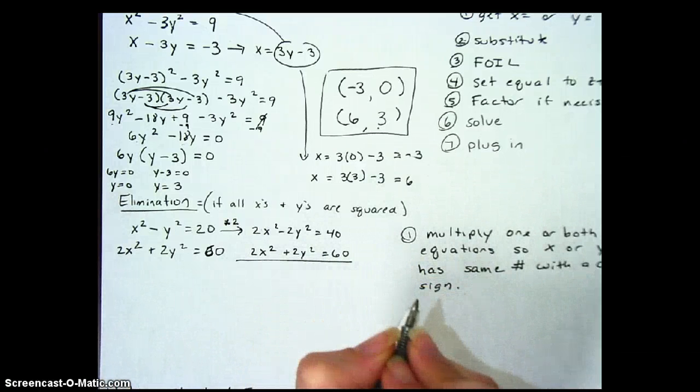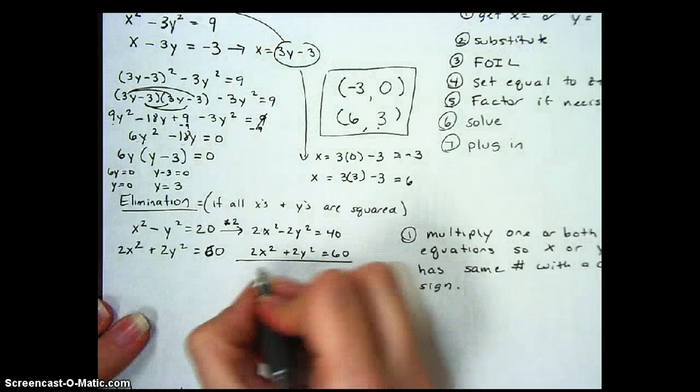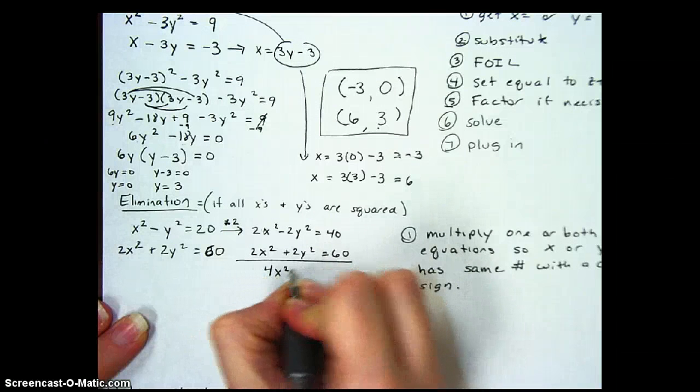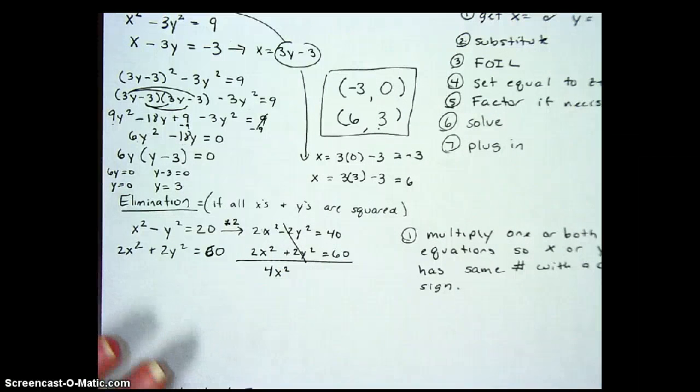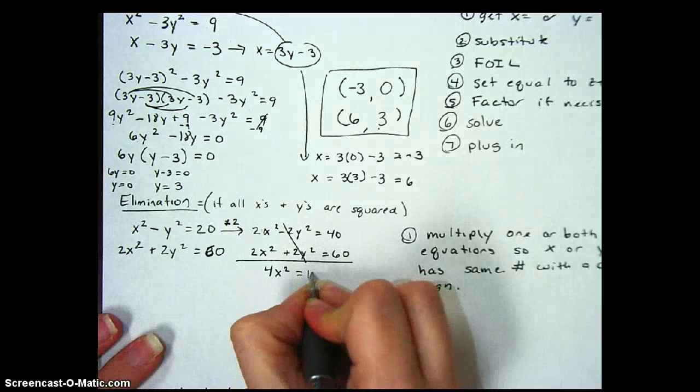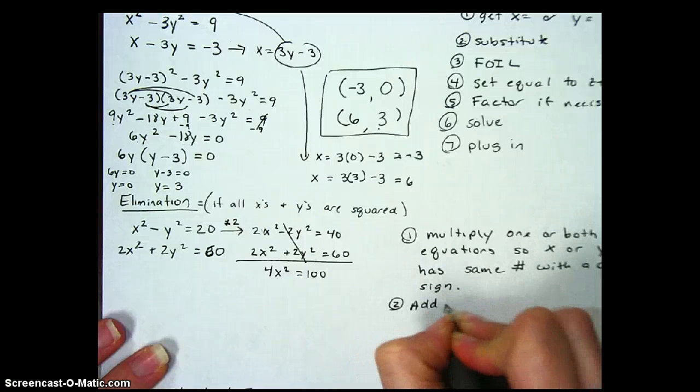Now we need to add our equations together. So 2x squared and 2x squared is 4x squared. Negative 2y squared and 2y squared is 0, so they eliminate. And that'll equal 100. So step 2 was to add equations.